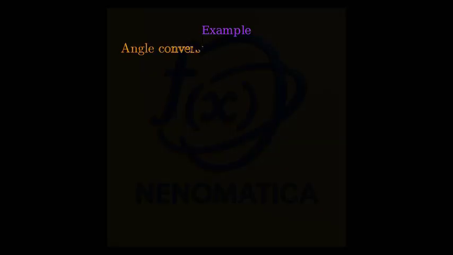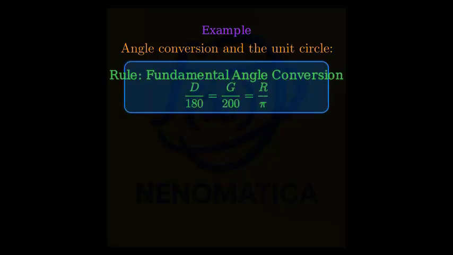Welcome! In this example, we will learn a practical algorithm to convert angles between degrees, grads, and radians. Then we will build a quick reference table and a clean unit circle to anchor the ideas. Here is the core relationship you should remember. Degrees divided by 180 equals grads divided by 200 equals radians divided by pi. From this single line, every conversion formula falls out immediately.